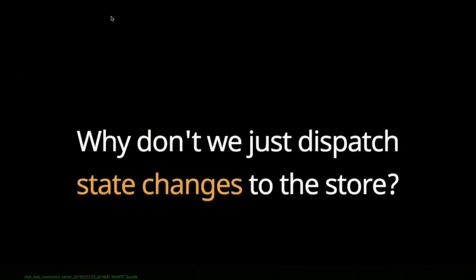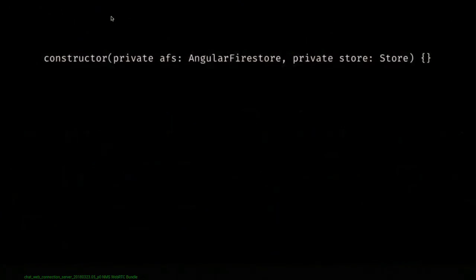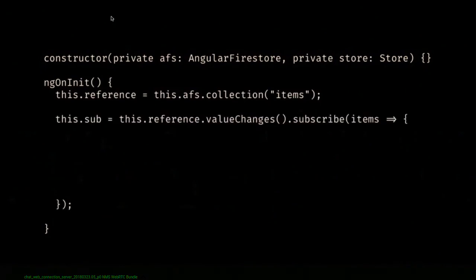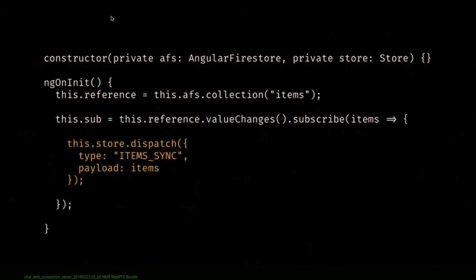So looking at this API, you're like, I don't know why you have such a problem, David. Why don't you just dispatch these state changes you're getting to the NgRx store? The way this would look is you would use both AngularFire store and the NgRx store. Then in ngOnInit, you create your reference, and now we're going to subscribe to the value changes observable. But rather than bind that to our view, we're just going to dispatch it to the store. We'll give it a type of like item sync, and then the payload is the new state. Like, problem solved, right? That's all you have to do. We store it and we're done.